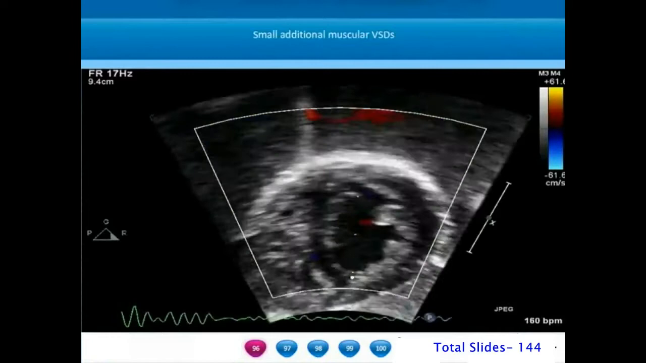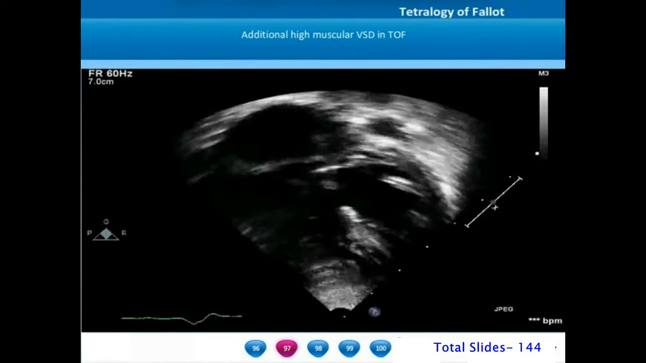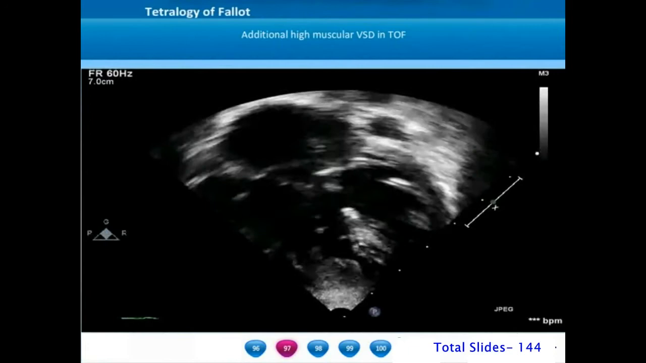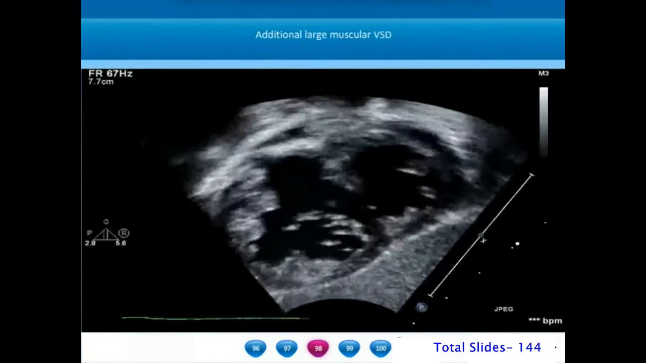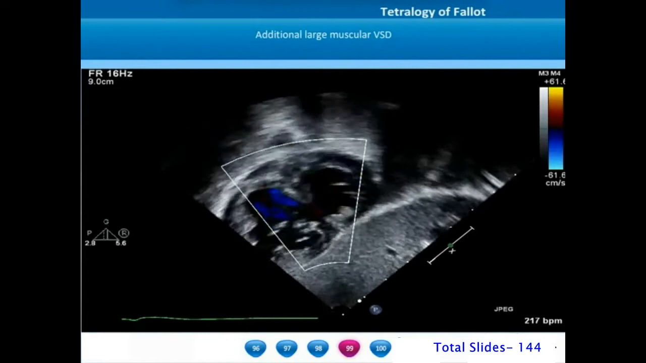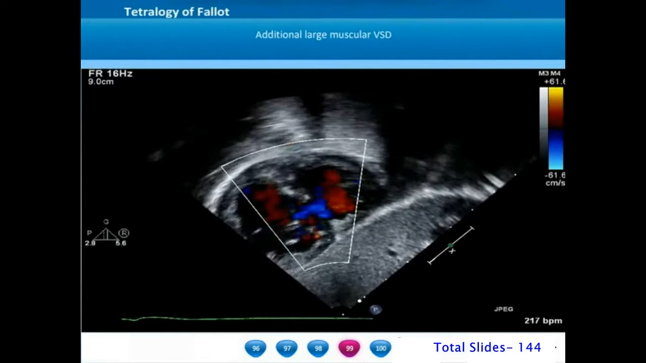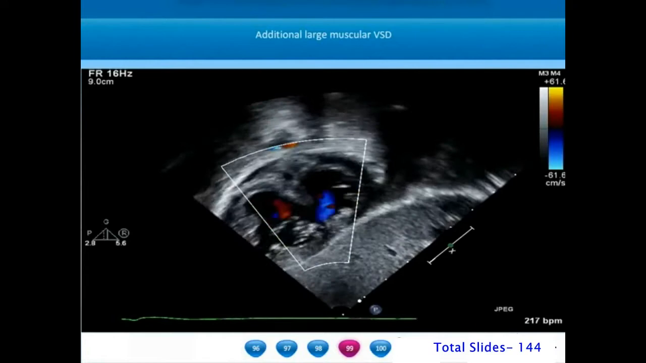Apical four chamber view of another patient showing a high muscular ventricular septal defect located in the inlet muscular septum. In this subxiphoid short axis view, we can notice a large posterior muscular ventricular septal defect. The color flow across the large posterior muscular ventricular septal defect is shown on color Doppler in this subxiphoid short axis view. Identification of all these muscular ventricular septal defects is extremely important before surgical correction.